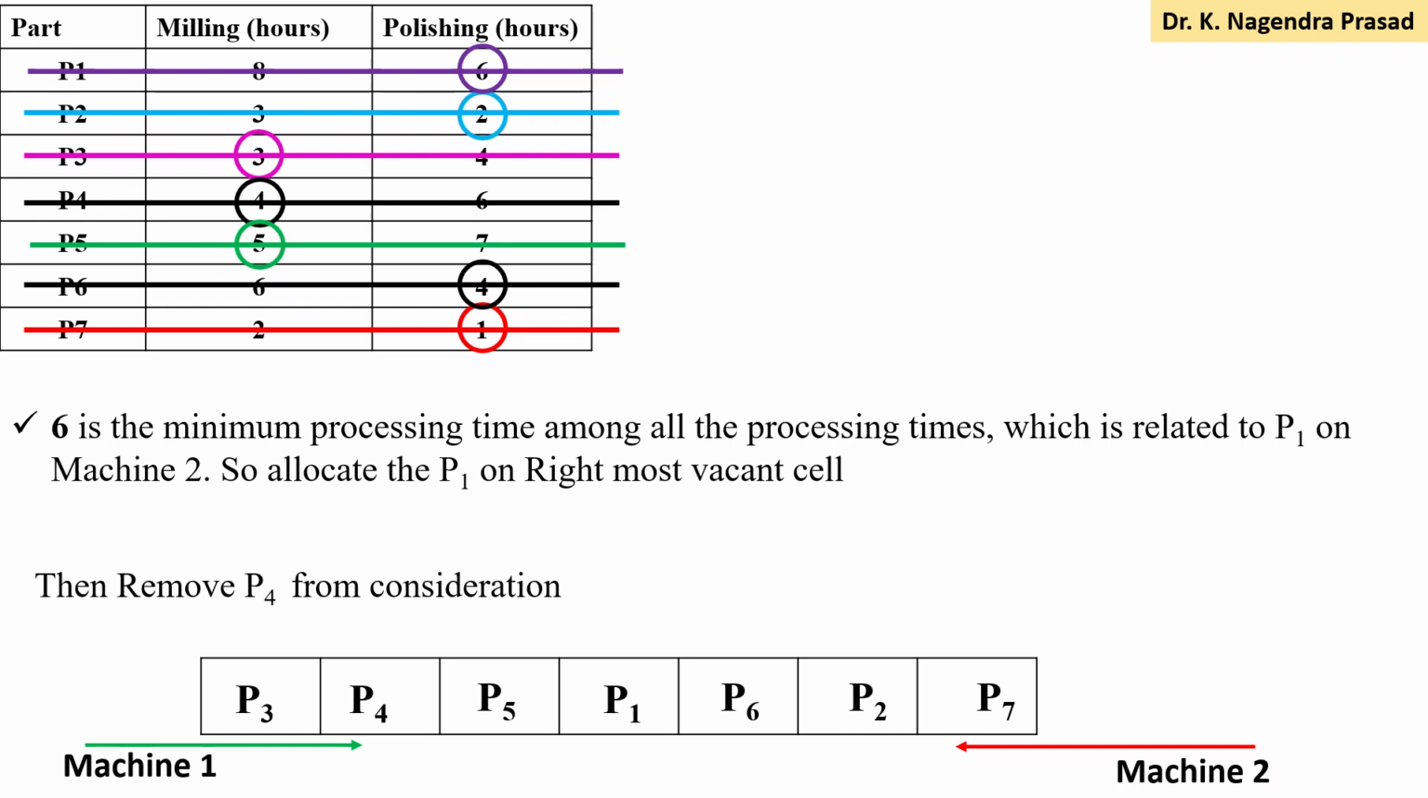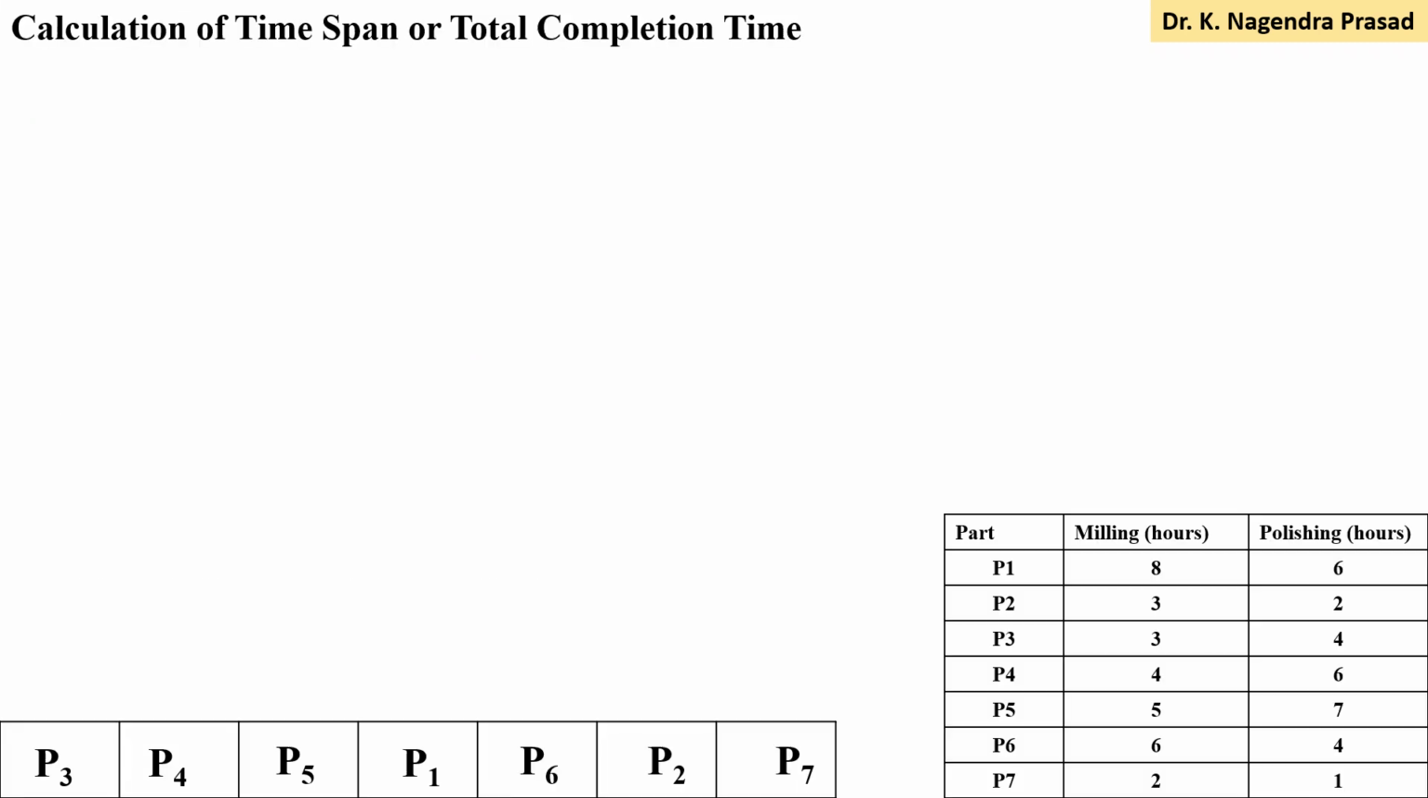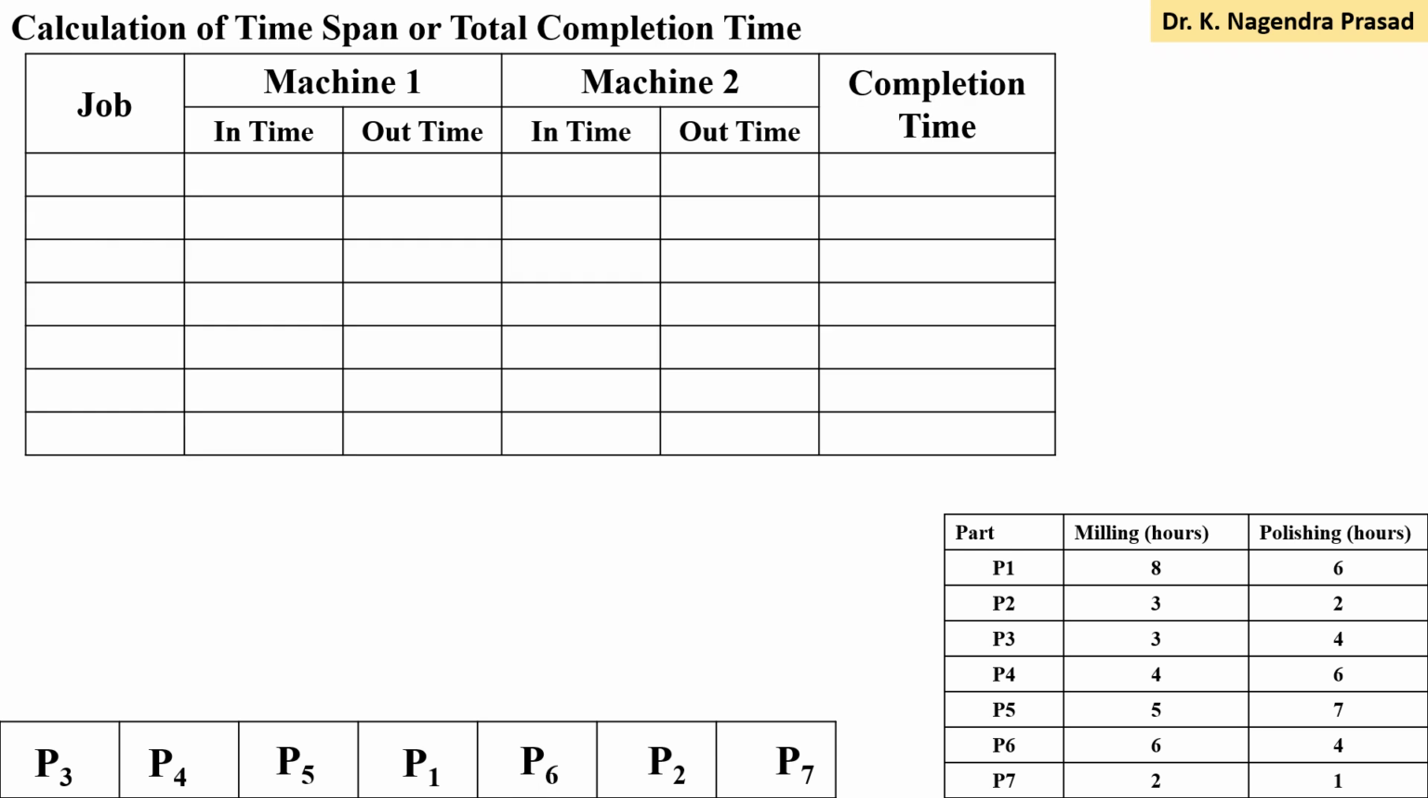So now we have to calculate the total completion time. For this one I have to draw the tabular column like this. In this tabular column, the first column is the job. In the job column we have to write down the jobs in the sequencing order, that is P3, P4, P5, P1, P6, P2 and P7.